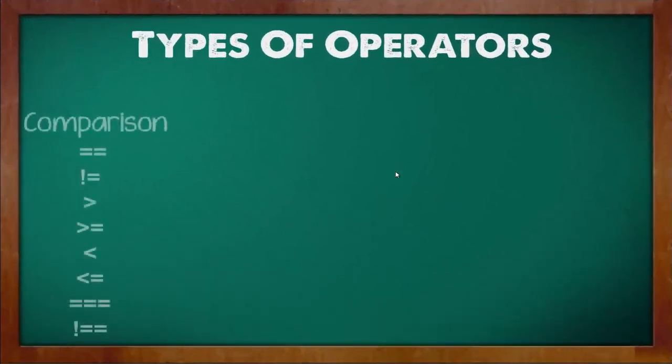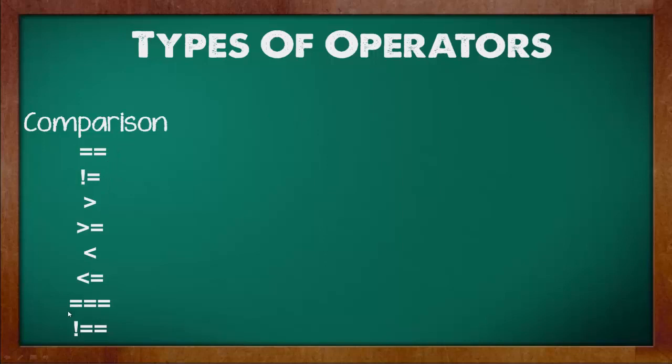The next one is the comparison operator. A double equal to performs only comparison between the values. It doesn't see the data type. And not equal to will check the opposite of double equal to, and these are all the operators.